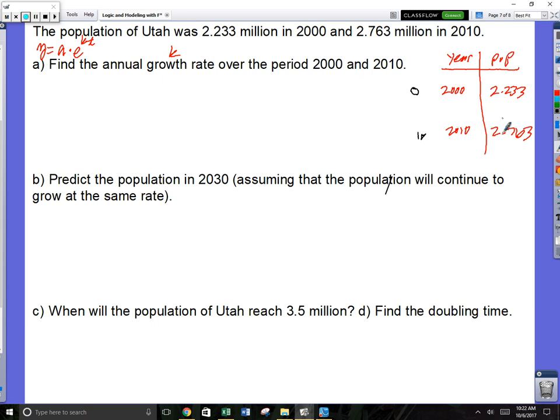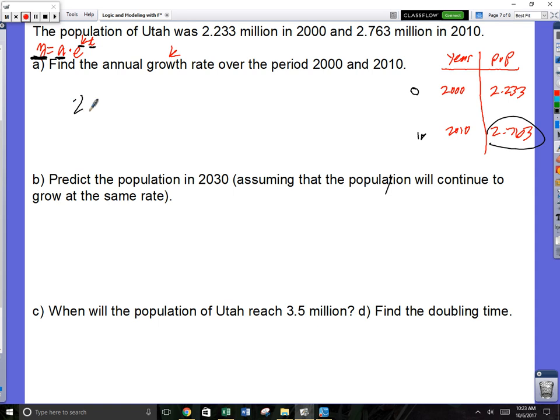Let's see if we can use these 2 points to find our K. So that is my outcome. This is my initial value. That's what I started with. E is the number, 2.7-ish. That's your rate, and T is time. So I have everything but the rate, because my outcome, that's where I ended. I ended with this number right here.